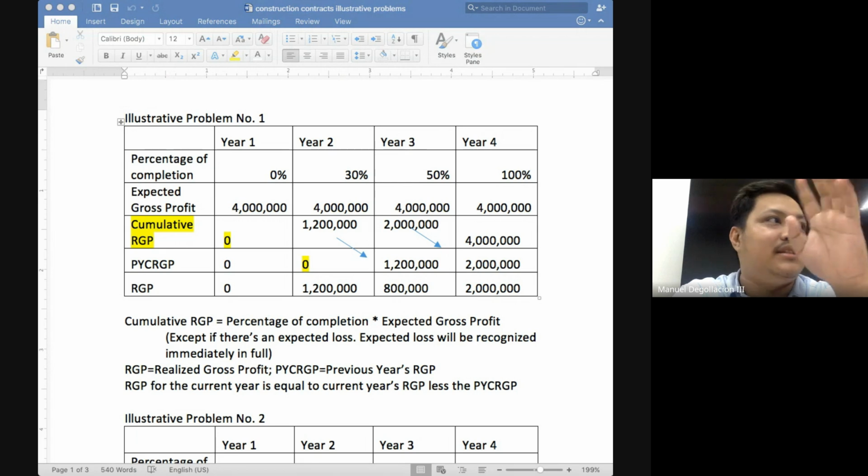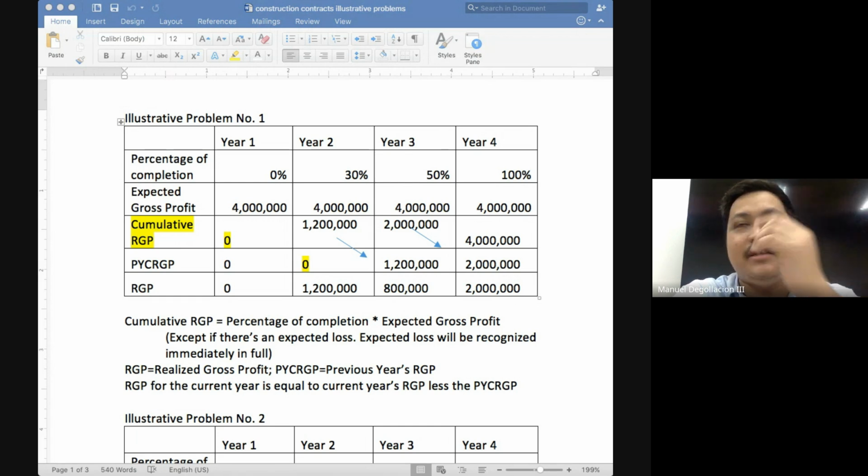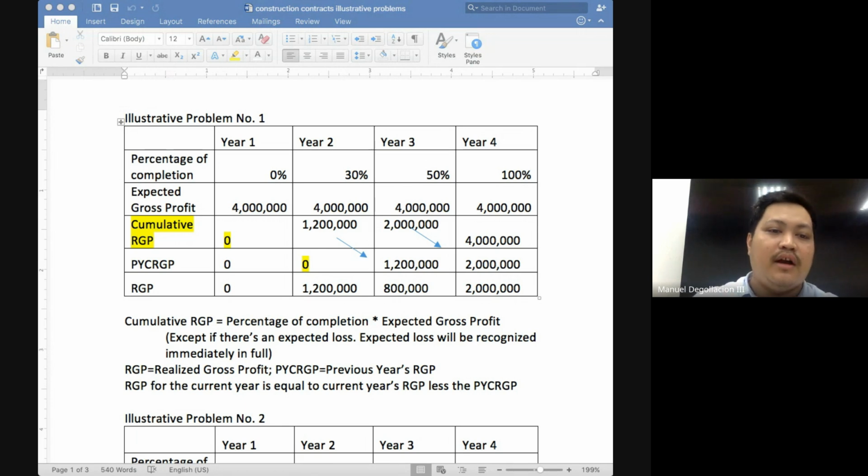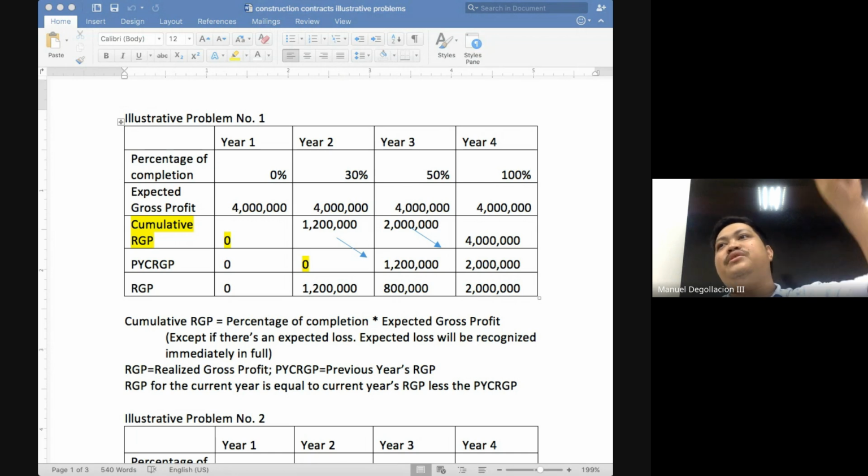Okay? But class, on the first year, your cumulative RGP will always be the same as your RGP. Again, on the first year, your cumulative RGP would just be the same as your RGP. Why? Because if it's the first year, you don't have any previous year. I hope that makes sense. If it's the first year, you don't have any previous year RGP. So it will always be your cumulative RGP for year one minus 0. It will always be minus 0 for year one because you don't have any RGP in the previous years.